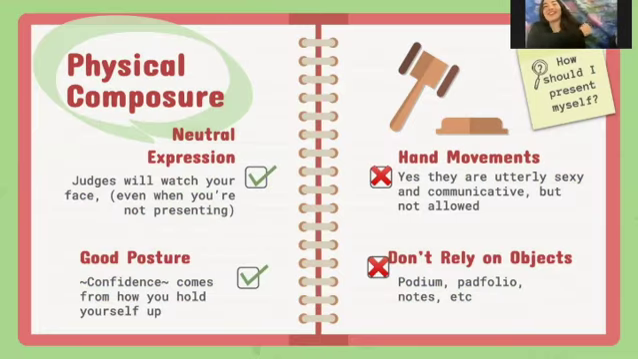Okay, so physical composure is obviously a huge aspect of your argument because you're going to be presenting in person. As you're standing in front of the judge and moving around the room, it's really important that you're aware of your presence and what you're actually doing. So for starters, a neutral expression is essential, or a smile, even when you're not presenting.